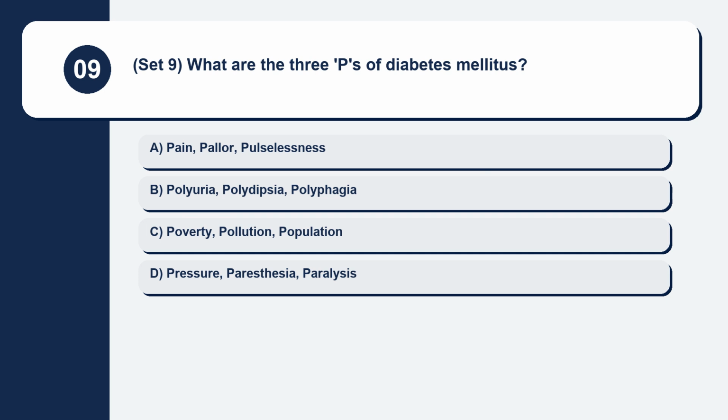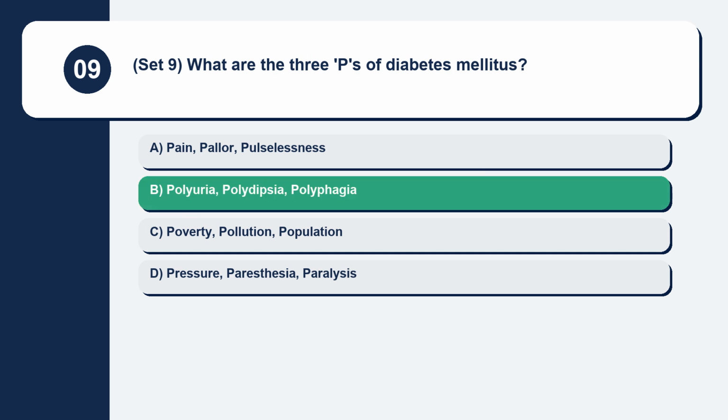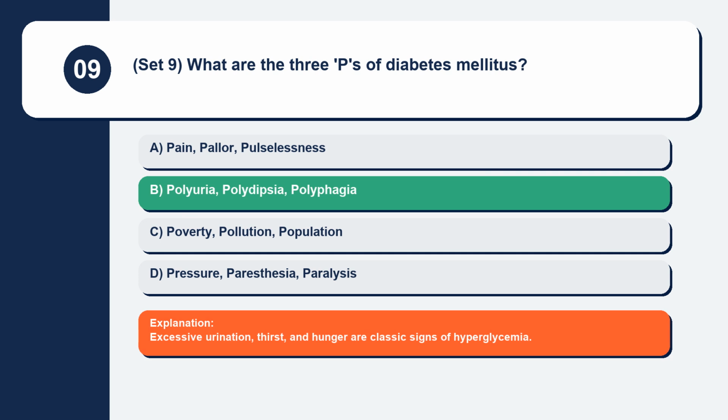Question 9, Set 9. What are the 3 P's of diabetes mellitus? Pain, pallor, pulselessness, polyuria, polydipsia, polyphagia, poverty, pollution, population, pressure, paresthesia, paralysis. Excessive urination, thirst, and hunger are classic signs of hyperglycemia.